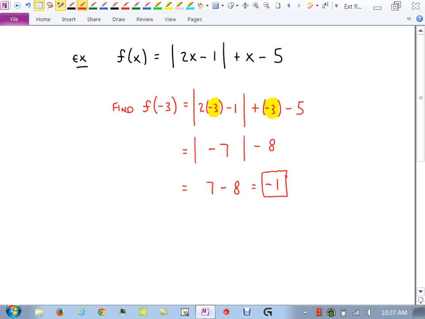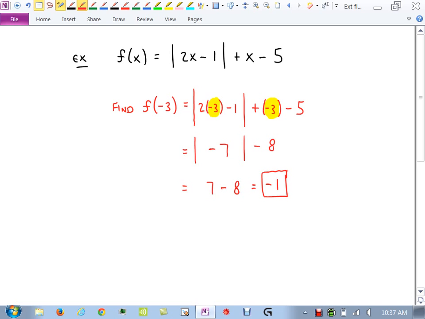Questions? Yes. As long as if it's negative, it'll just turn to positive. Yep. Same. No matter what's in there, it changes it to positive. Now, the absolute value of 0 is 0.